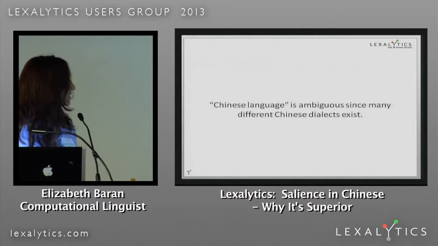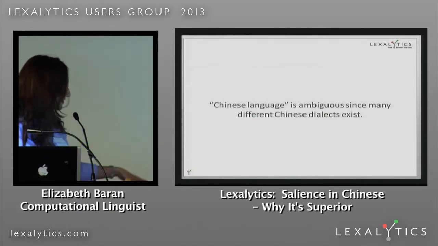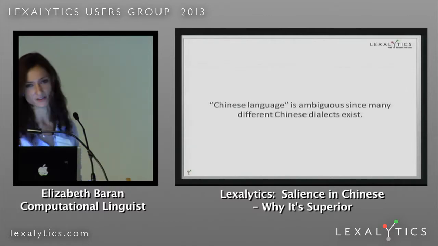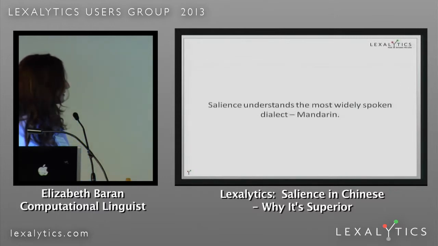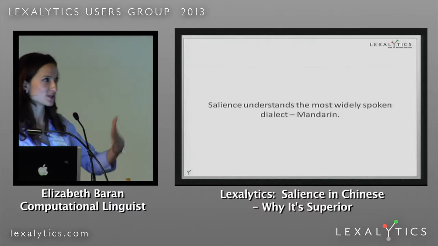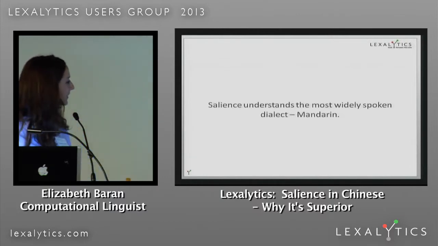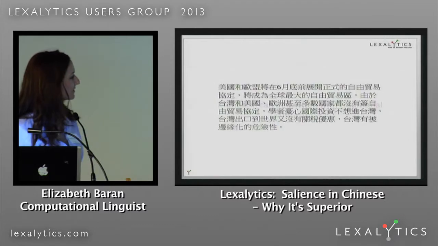So just a note, the Chinese language is somewhat ambiguous because there are many different dialects and languages that fall underneath that. But we're talking about Mandarin. Mandarin is the standard dialect in mainland China. For the most part, you see it on TV. For the most part, you can get around, even where the predominant language is something else, most people will know Mandarin. Another note, Mandarin can be written with traditional characters, which look something like this, or simplified characters.